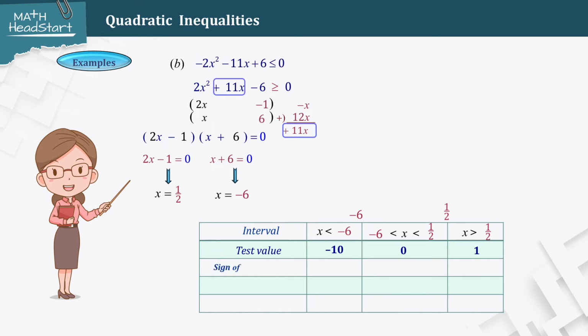Using the sign of each factor in the quadratic expression to determine the sign of the original expression. Substitute the test value of -10 into the factor of 2x minus 1 to get a negative. Likewise, substitute -10 into the other factor to get a negative as well. Multiply the two negative signs to get the positive for the quadratic expression. Similarly, we get the negative in the second interval and positive for the last interval.